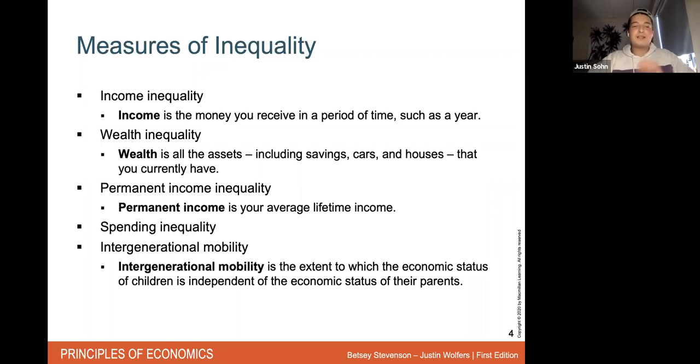The next thing we're going to talk about is permanent income inequality. Someone's permanent income is the average of the income they're going to accumulate over their lifetime. The last is intergenerational mobility. Intergenerational mobility is the extent to which your economic future is dependent or independent on the economic status of your parents and the people who came before you.